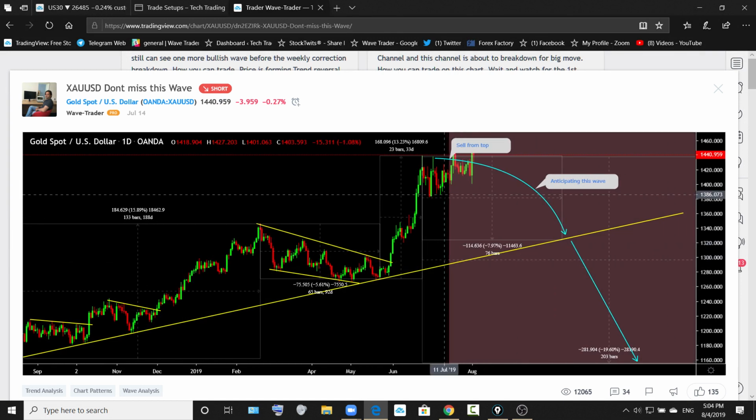Gold is still in bullish momentum, still running within the channel I showed you last week. And the reason I told you why gold is strong is the uncertainty. Trump is talking about putting more tariffs on Chinese goods, 10% more coming from 1st September.